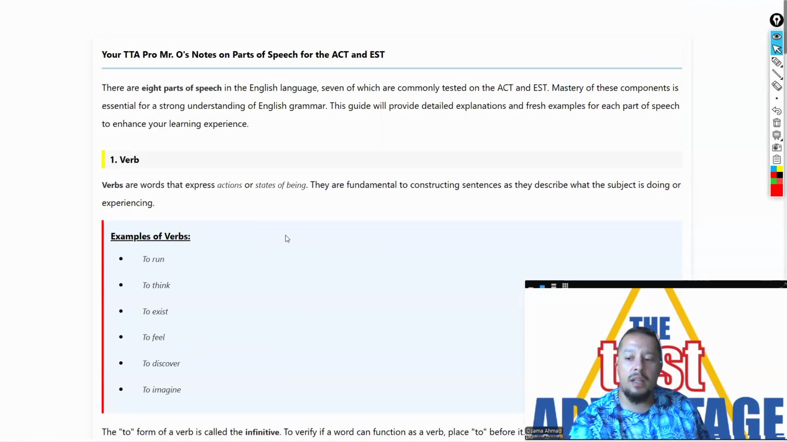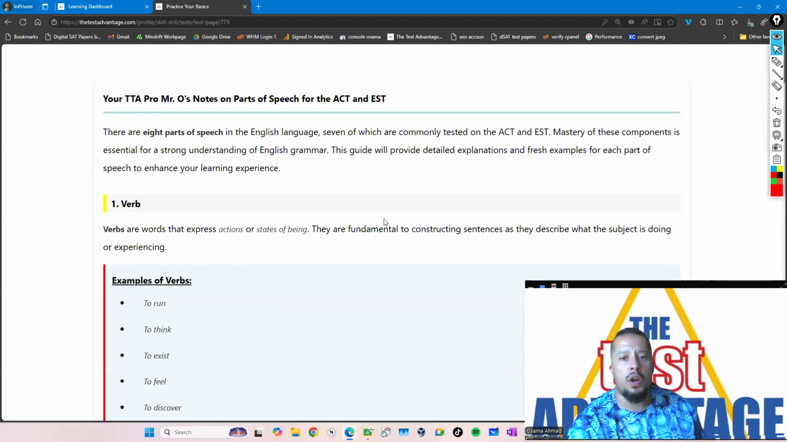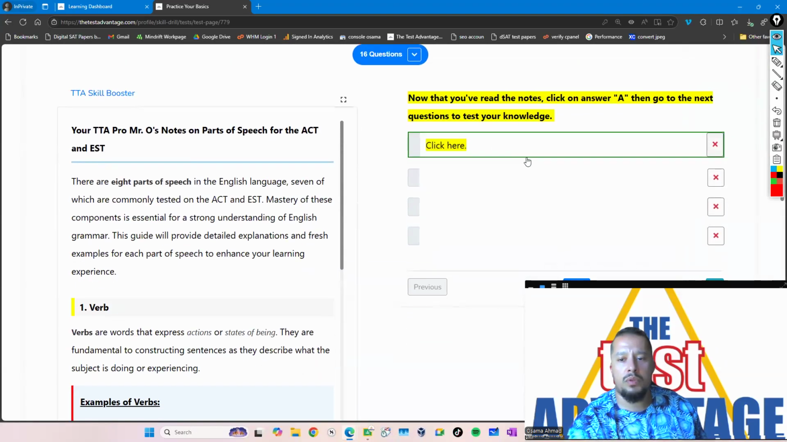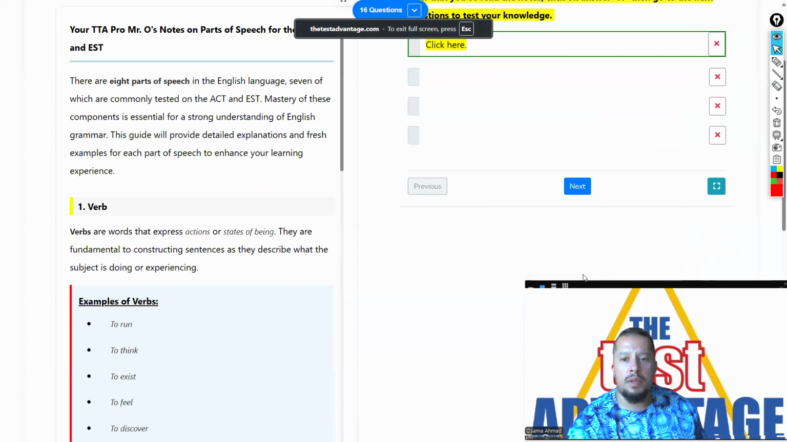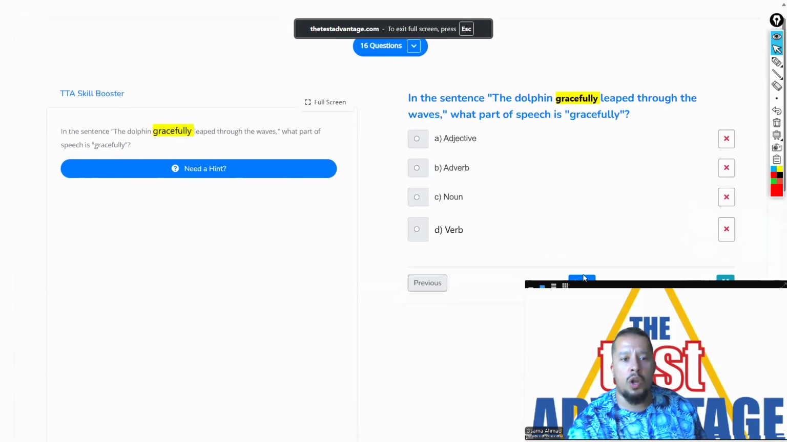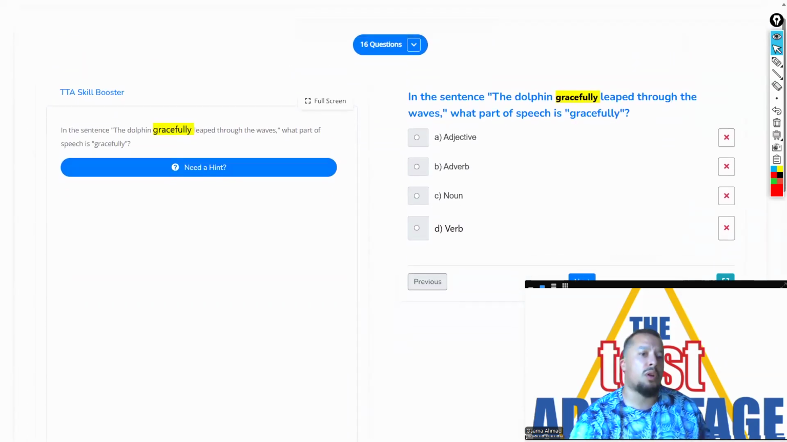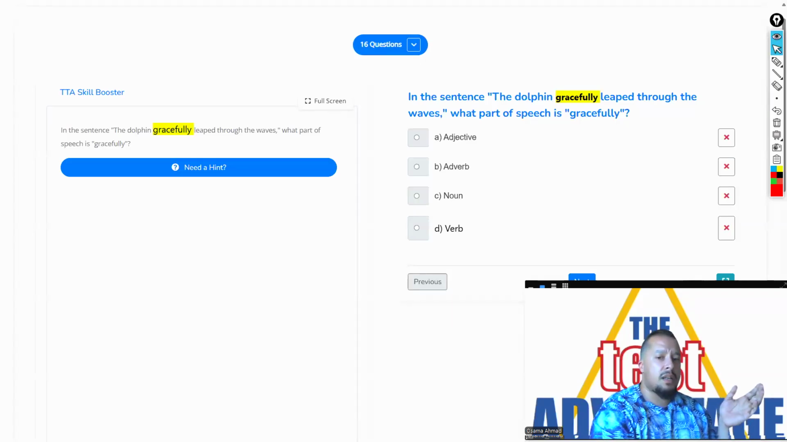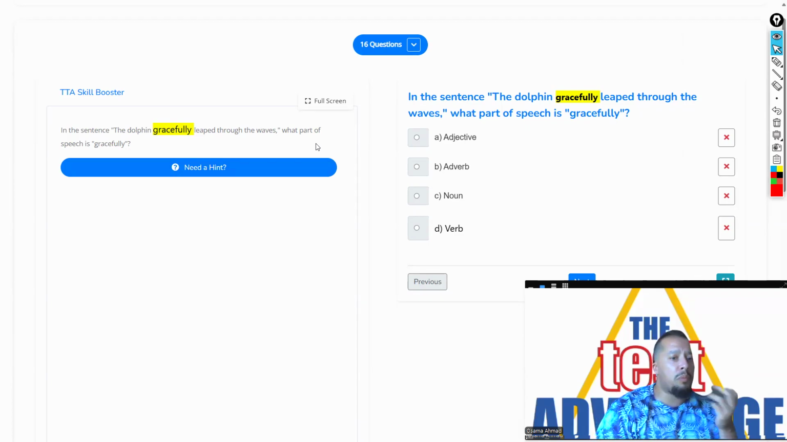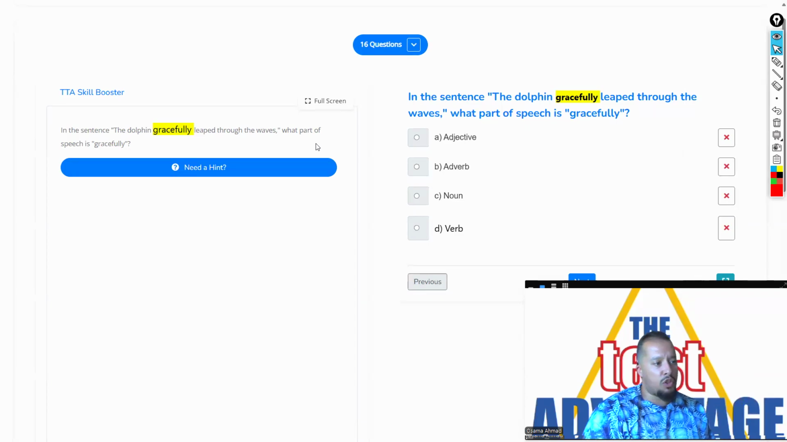Now we're just going to practice parts of speech together, right? We're going to practice together. We're going to see some examples. Okay, let's begin. Let's do question number 1, right? In the sentence, the dolphin gracefully leaped through the waves. What part of speech is gracefully? Send it to me in the chat. Okay, Marco, very good.